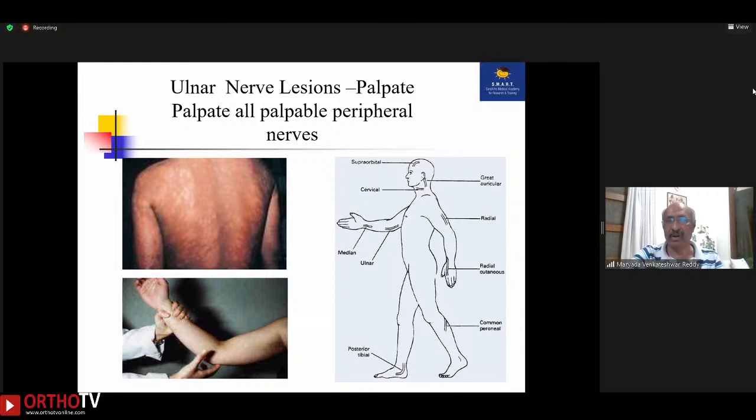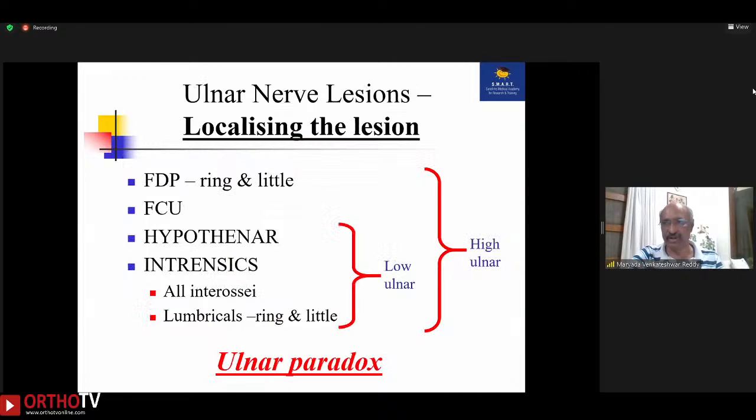One question in the localization which the examiner usually asks is: what is ulnar paradox? Normally, when the lesion is higher, like in a radial nerve, you will have a wrist drop and a finger drop. Whereas when the lesion is at a lower level, like in posterior interosseous palsy, you get only finger drop. So normally, the higher the lesion, the more the deformity. The lower the lesion, the less the deformity.